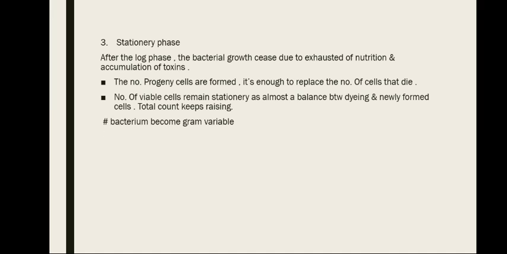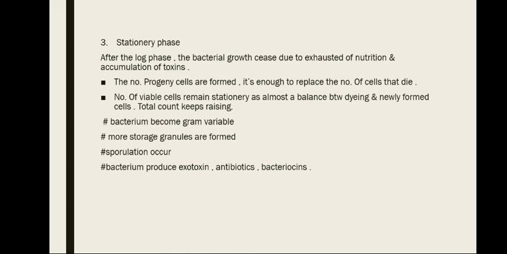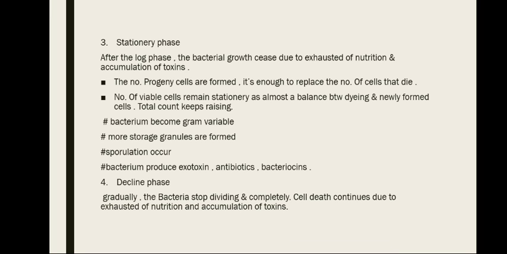It's followed by the bacterium becoming gram variable, more storage granules are formed, sporulation occurs. Bacterium produces exotoxin, antibiotics and bacteriocins. Coming to the last final phase, decline phase, gradually the bacteria stop dividing and cell death continues completely due to exhaustion of nutrition and accumulation of the toxins.